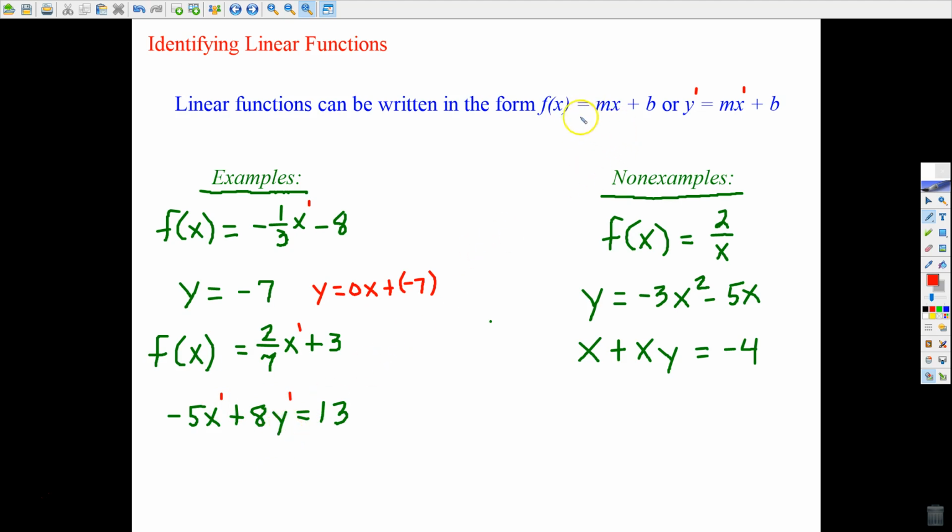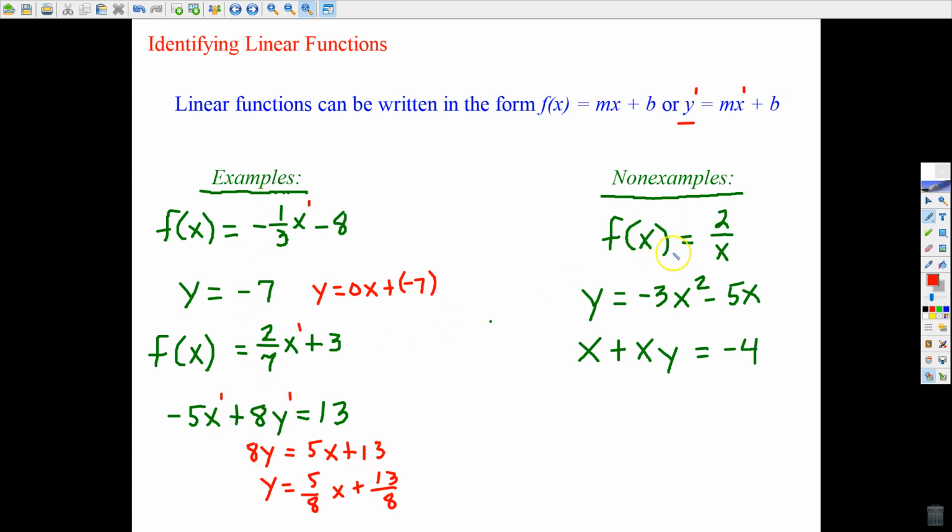You might be thinking, well, that doesn't look like these. Well, this is called standard form, and the true test is, can it be written like this? Maybe it's not, but can it? Very simply, if we add 5x to both sides and then divide by 8, and we've done this in the past, we can take what was called standard form and pretty easily convert it into slope-intercept form, and now you can see that it does match the requirement of a linear function. So all of these are examples of linear functions.